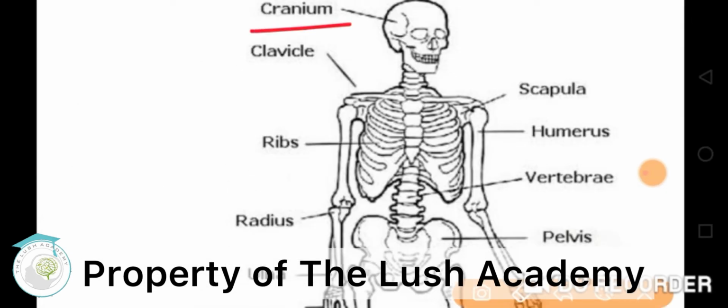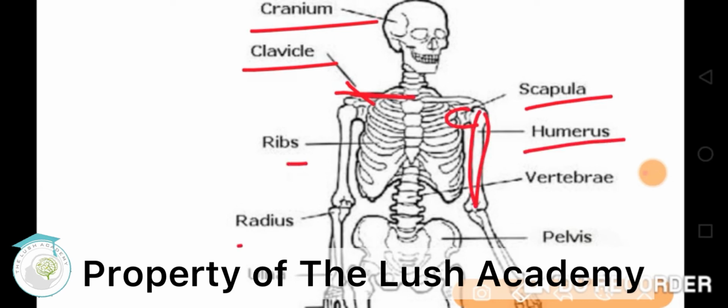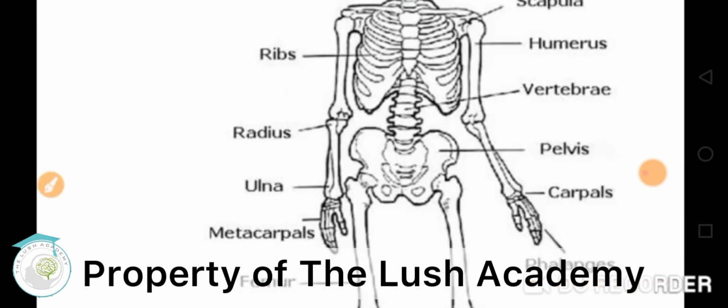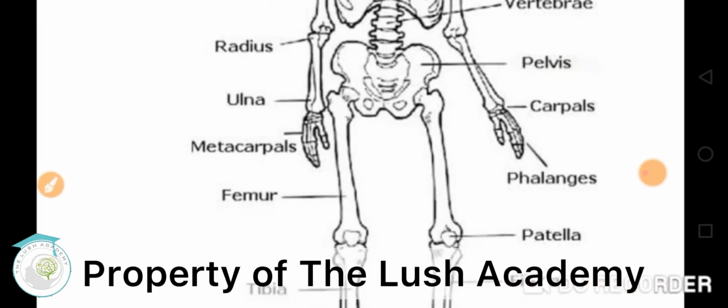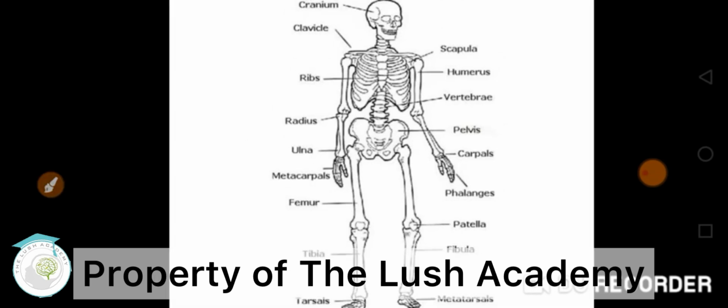So that's the cranium, there's the clavicle. Clavicle is the word for collarbone. Point to it very well. Scapula, the shoulder blade. Humerus, this bone here. Ribs, radius, and ulna. Pelvis, and so on. So just try and draw the human skeleton, draw it neatly.